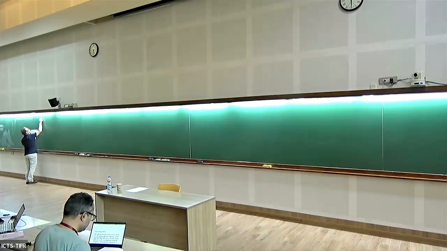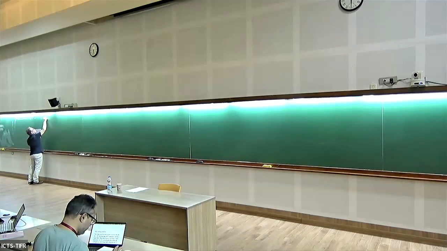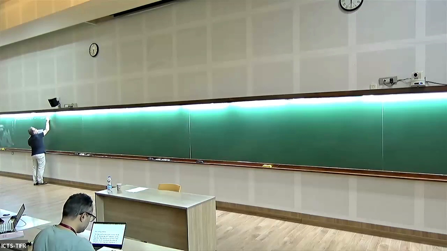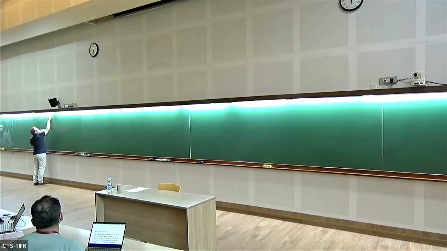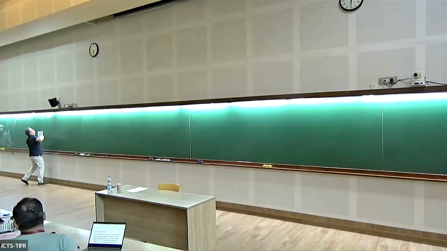And last time we had written down a gauge invariant expression for this, which involves anticollinear and collinear fields and their corresponding Wilson lines. And the Wilson lines are needed for gauge invariance. And this was the expression we found.